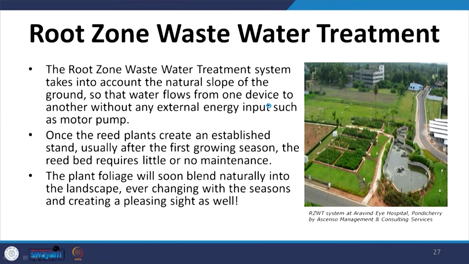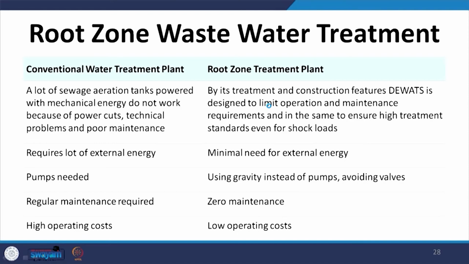If you go to Auroville, it is mandatory to treat their own waste for each building, for each community. So, root zone wastewater treatment is a very common strategy which is used in almost every second building in Auroville.